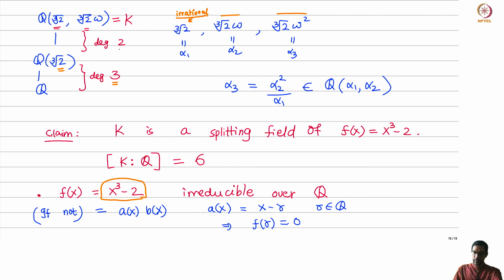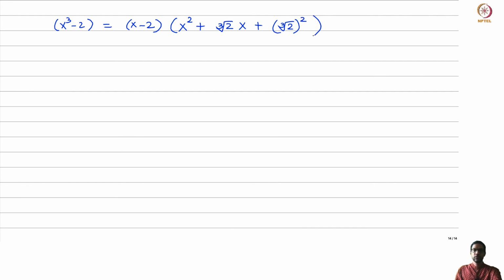So that's degree 3. Now for the second one, we need to check that it's a degree 2 extension, and again it's just a question of figuring out what the minimal polynomial looks like. So observe x^3 - 2 can be factorized as follows: (x - cube root of 2) times (x^2 + cube root of 2 x + (cube root of 2)^2). This is a factorization with coefficients coming from the field Q(cube root of 2).